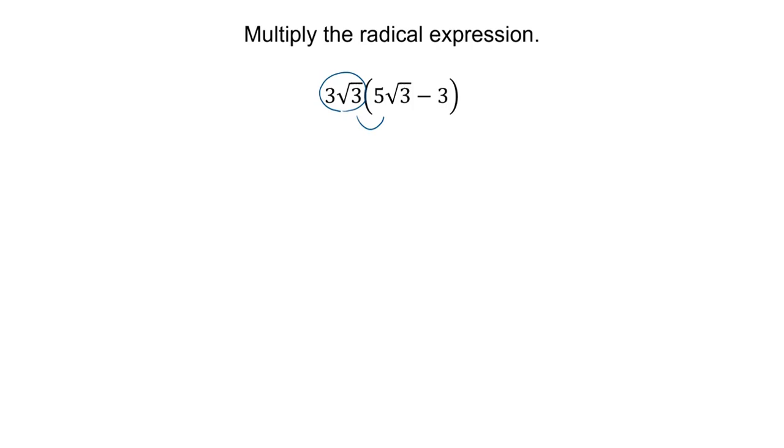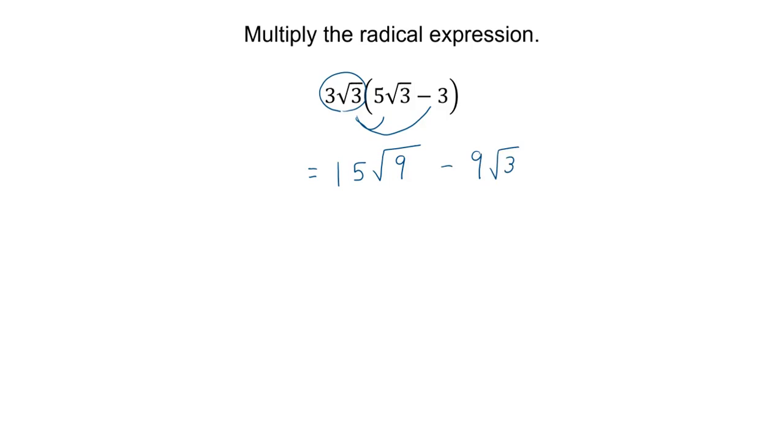On the outside, 3 times 5 is 15. And on the inside, 3 times 3 is 9. Now let's multiply 3 square roots of 3 by negative 3. Well, because negative 3 doesn't have a square root attached to it, the negative 3 is the outside number. So we still multiply outside to outside. So we need to multiply 3 times negative 3, which gives us negative 9. But then that still has to be multiplied by the square root of 3. So the final result is minus 9 times the square root of 3.